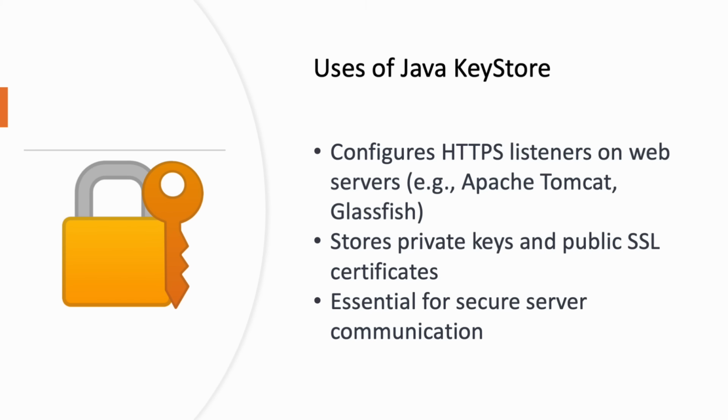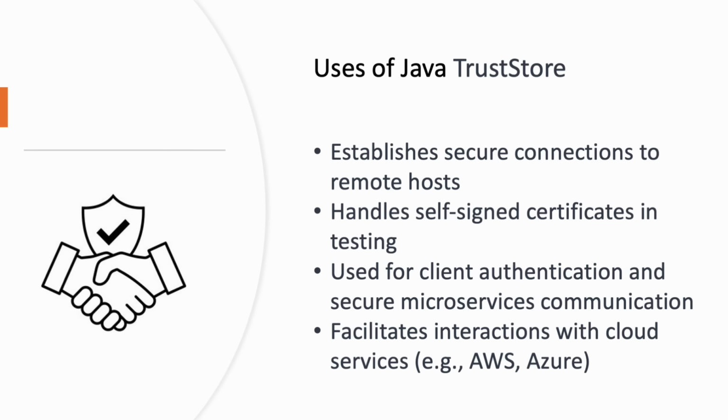In summary, Java KeyStores and TrustStores serve distinct yet complementary roles in securing Java applications. KeyStores are essential for configuring HTTPS listeners on web servers like Apache Tomcat or Glassfish, storing private keys and public SSL certificates. TrustStores, meanwhile, are used for establishing secure connections to remote hosts, handling self-signed certificates in testing environments, client authentication, secure microservices communication, and interacting with cloud services like AWS or Azure.